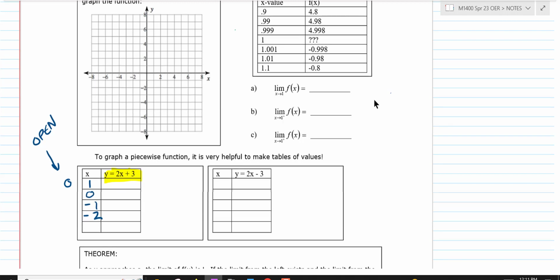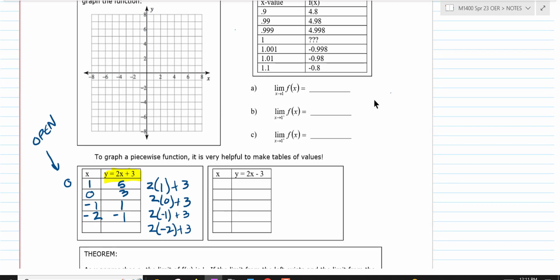Now, hey, you can do arithmetic. There's nothing to this. You do 2 times 1 plus 3, that's 5. You do 2 times 0 plus 3, that is 3. And then you do 2 times -1 plus 3, that's going to be 1. You could use your calculator if you had to. 2 times -2 plus 3, and that would be -1. Okay, so you've got your points.